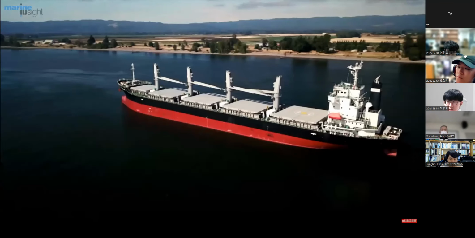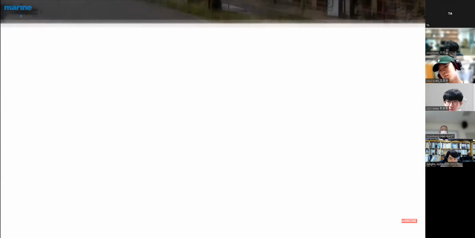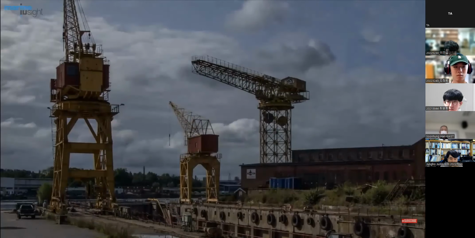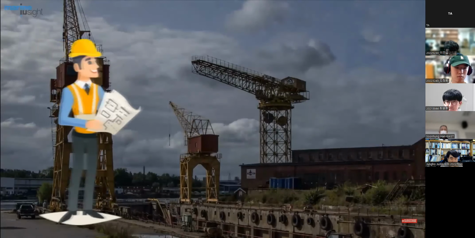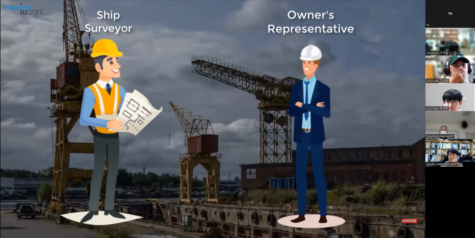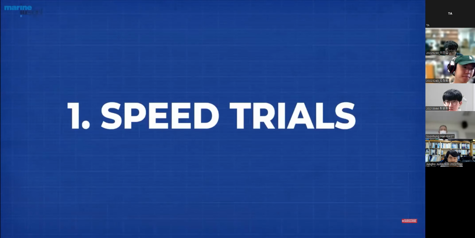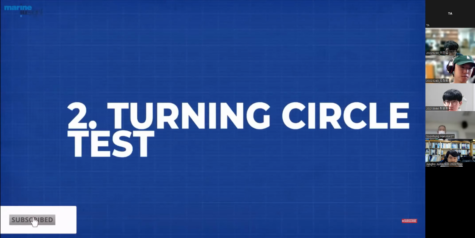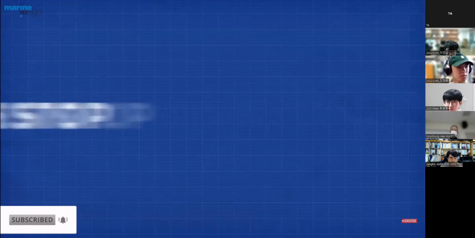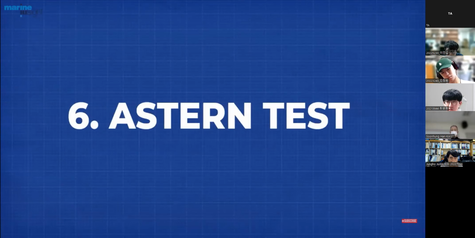Sea trials. Once all the construction and outfitting work is completed, the sea trials are carried out by the shipyard authority in the presence of designated representative of the ship's owner and ship surveyor. Some tests include ship trials, turning circle test, crash stop test, zigzag or overshoot maneuver, spiral maneuver, engine trials, and astern test.